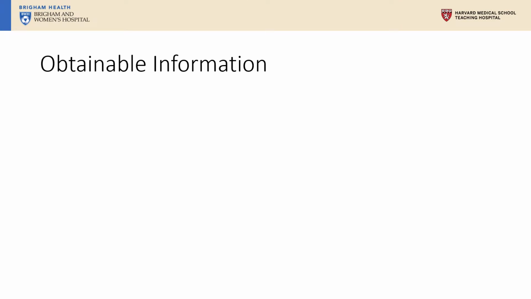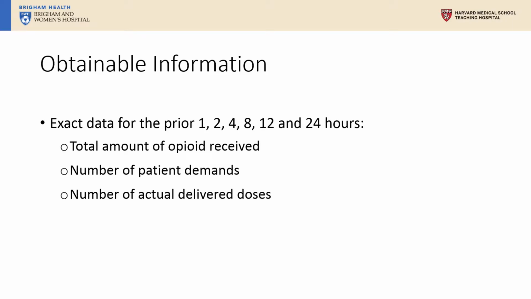In order to realize what can be done with the information obtainable from the PCA, one first needs to know what the information is. The pump stores three specific pieces of information: total amount of opioid received, number of patient demands, and number of actual delivered doses, and allows it to be viewed in time periods of the prior 1, 2, 4, 8, 12, and 24 hours.